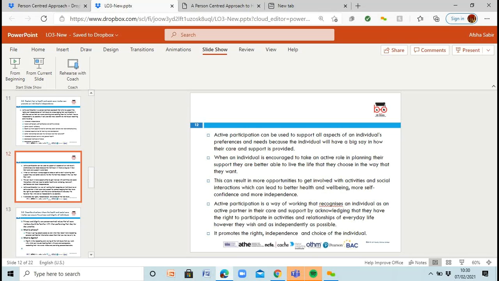So active participation is a way that actually helps the service user to understand that they're an individual and they're an active partner in their care, and that they've got the right to participate in activities and in relationships and in everyday life. They can say what I want to eat, what I want to drink, what I want to wear, what type of care I get. So they know that they are able to actively participate in these.